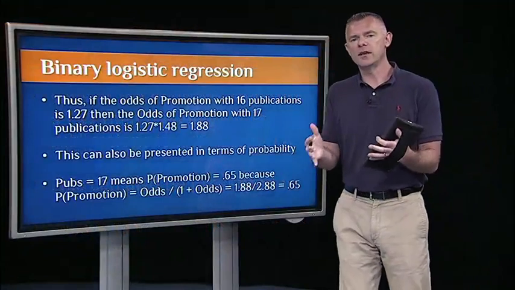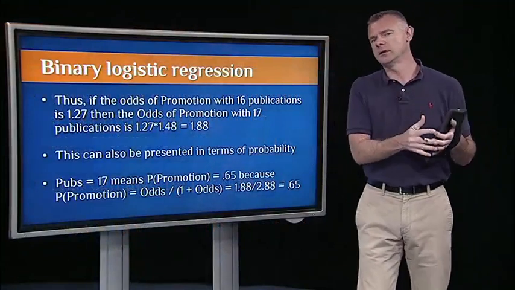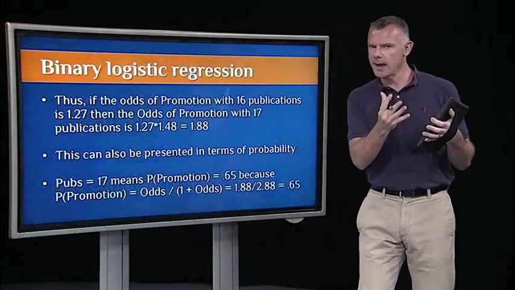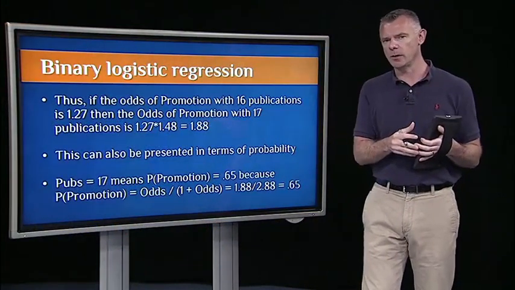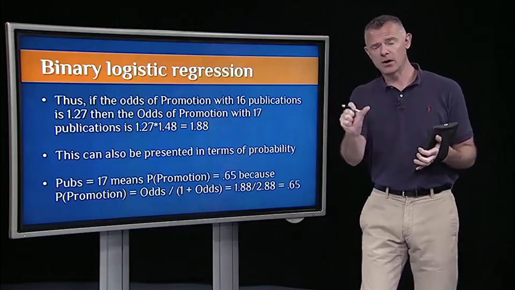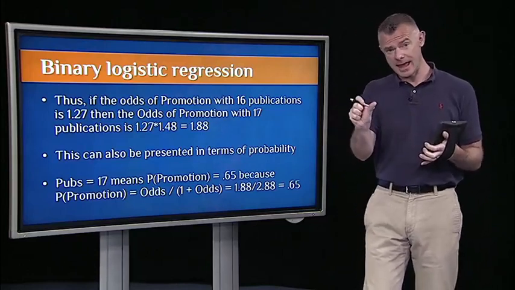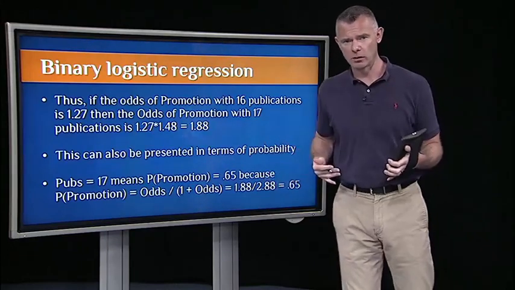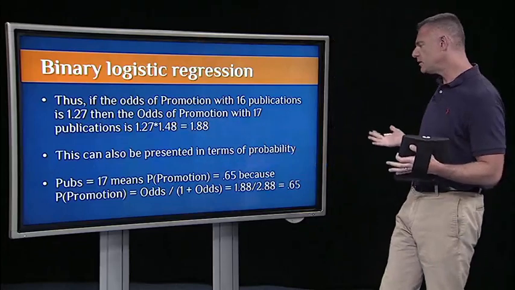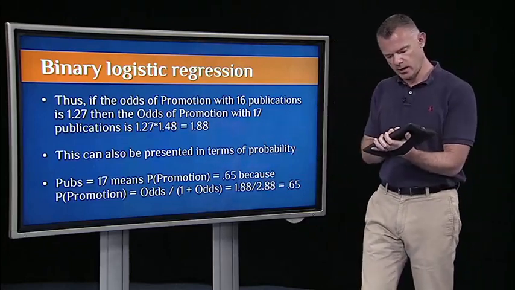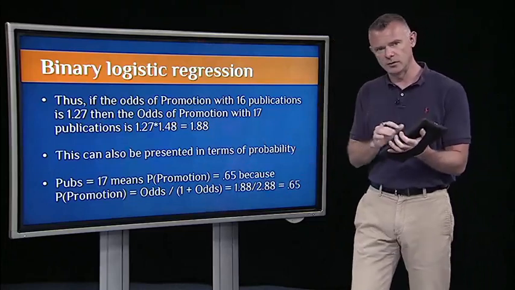So the point of this exercise is that the logit is a sort of difficult, abstract concept to wrap your head around. The scale is hard to interpret, but just know that you can take that logit value and convert it into odds ratios and convert that into probabilities, which I think are much easier to interpret and to make some sense out of in terms of prediction.